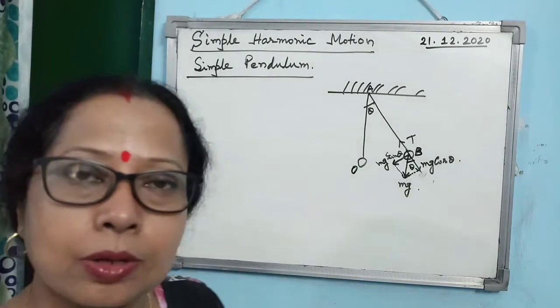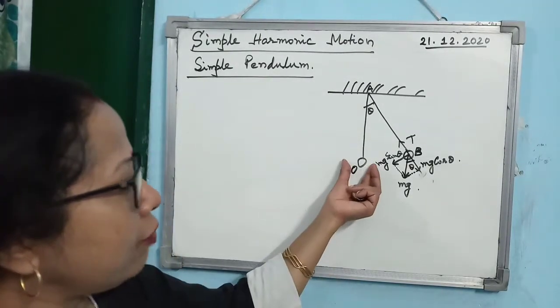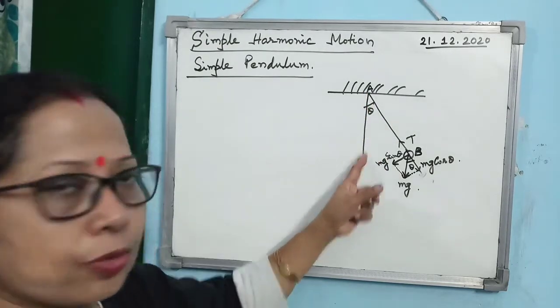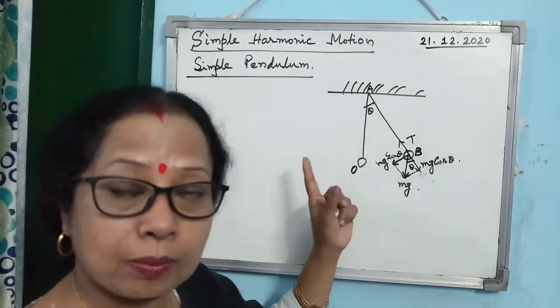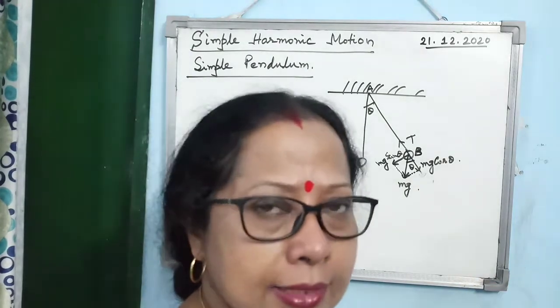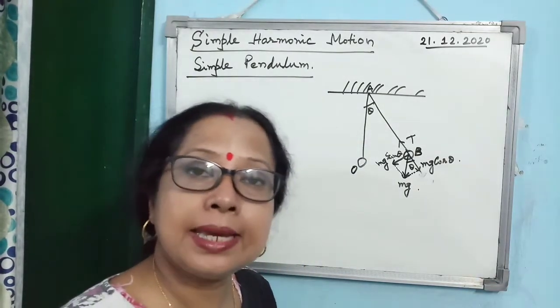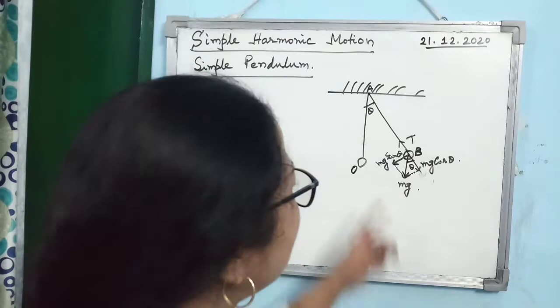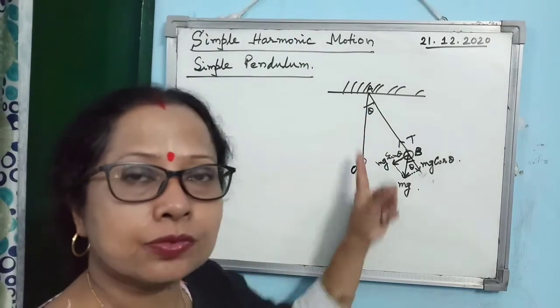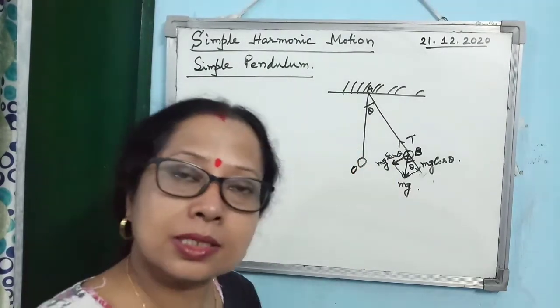Everybody knows what a simple pendulum is. When a heavy mass is suspended by a string, an inextensible string, what does that mean? Due to its mass, it should not get extended. That is known as an inextensible string. So if you suspend a heavy mass from a string, it is known as a simple pendulum.